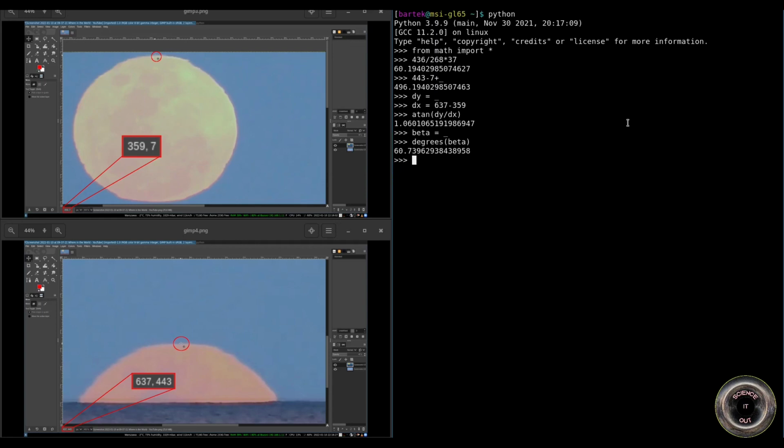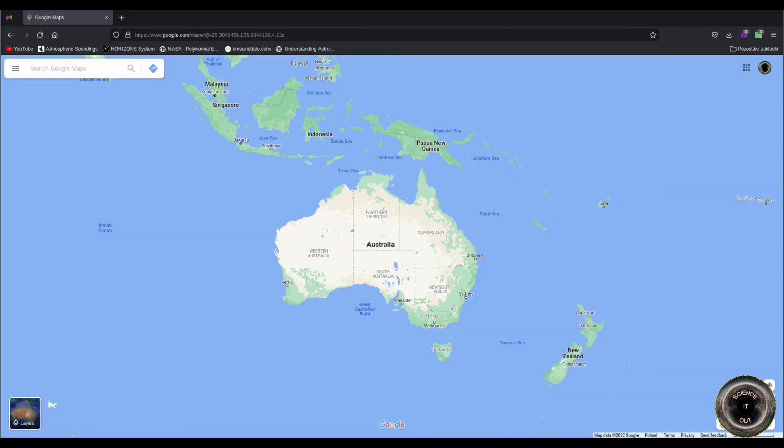Now the declination delta is again radians, minus 23 minus 11 minutes, and we can calculate the latitude by doing the same calculation, cos beta times cos delta, and the latitude is inverse sine of this, and convert to degrees, and tada! So we got approximately 26.7 degrees south.